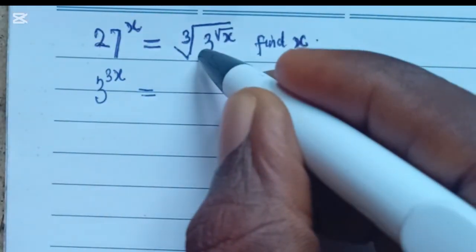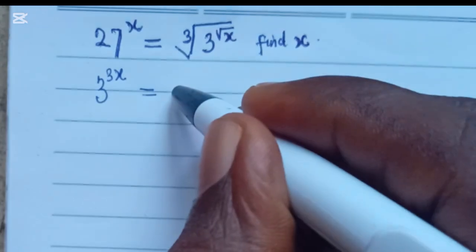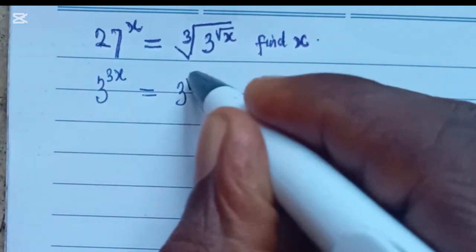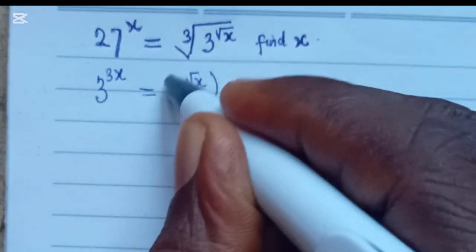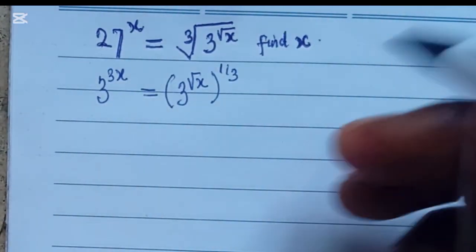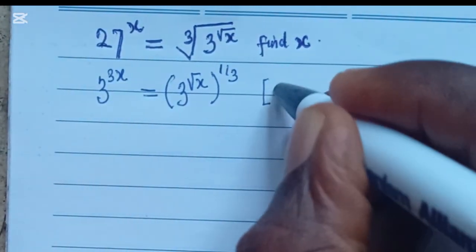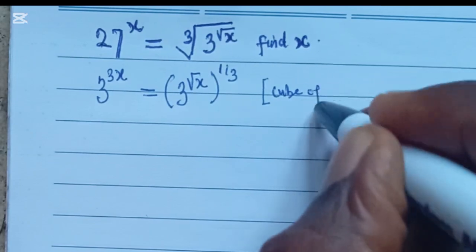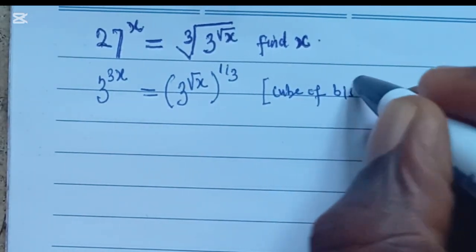On this side of the equation, we can write this as 3 to the power of the square root of x and then everything to the power of 1 over 3. So what we can do is to take the cube of both sides. Take the cube of both sides.